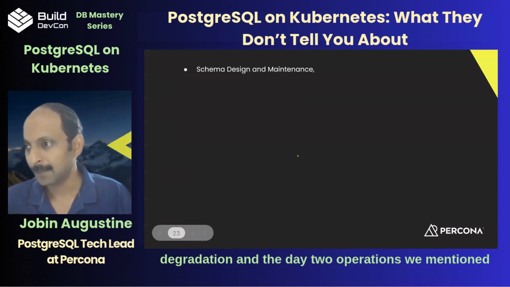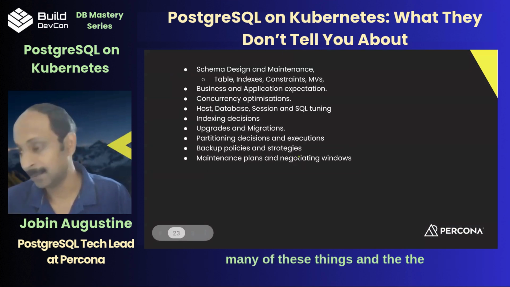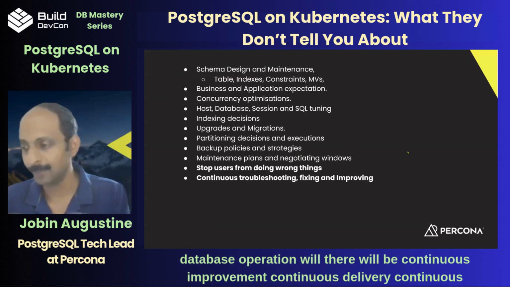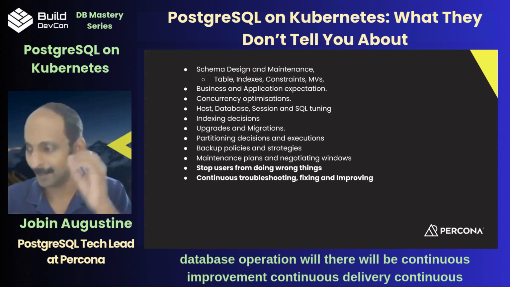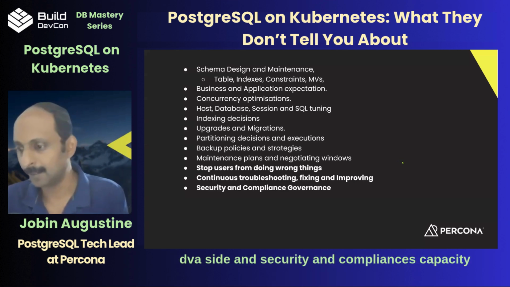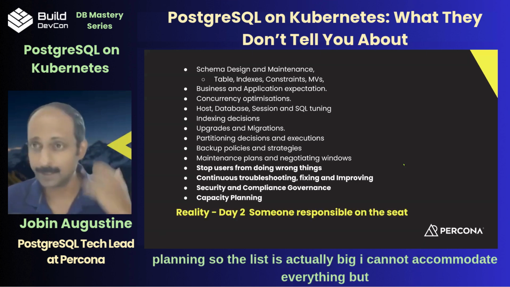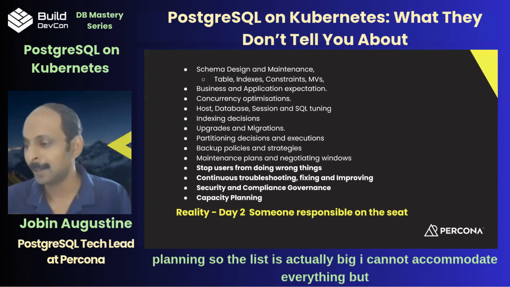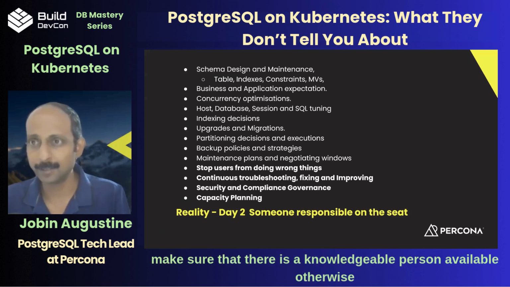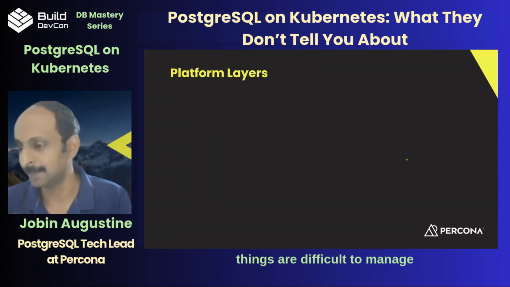And day-to-day operations, we mentioned many of these things, and the list is not ending there. If we look at a typical database operation, there'll be continuous improvement, continuous delivery, continuous troubleshooting, fixing, improving. So there'll be continuous work involved from the DBA side, plus security and compliance, capacity planning. The list is actually big. I cannot accommodate everything. But what I want to mention is, please make sure that there is a knowledgeable person available. Otherwise, things are difficult to manage.